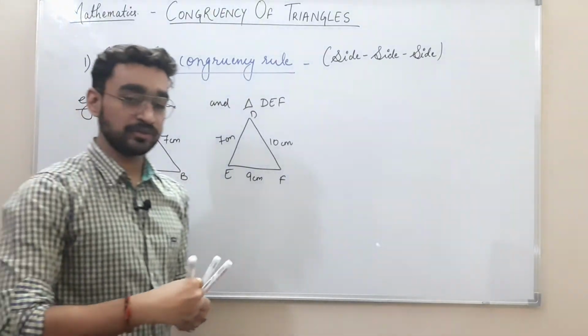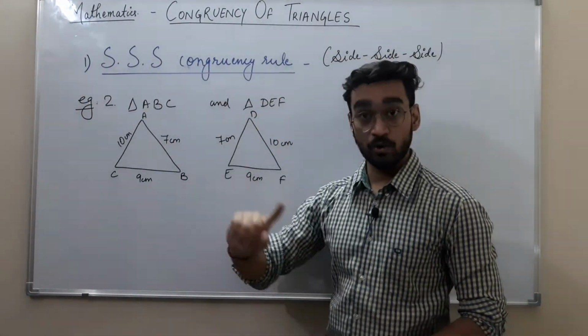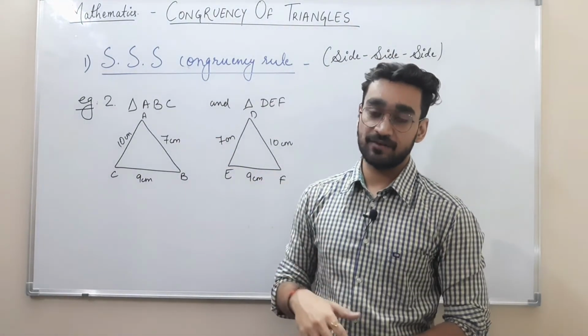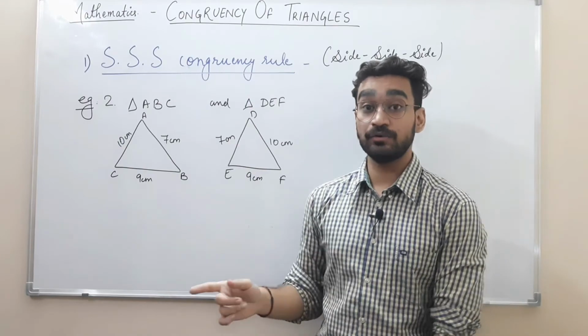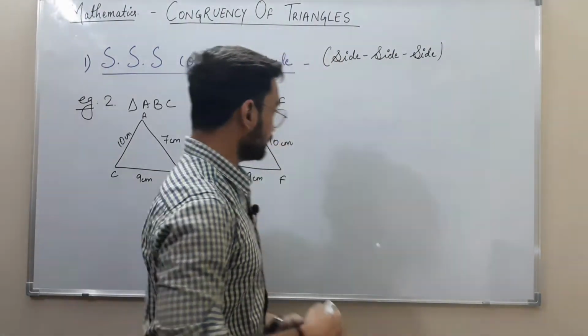I want to find out whether these two triangles are congruent or not. If they are congruent, then by which criteria they are congruent. That is the more important thing. So let us do the solution here.